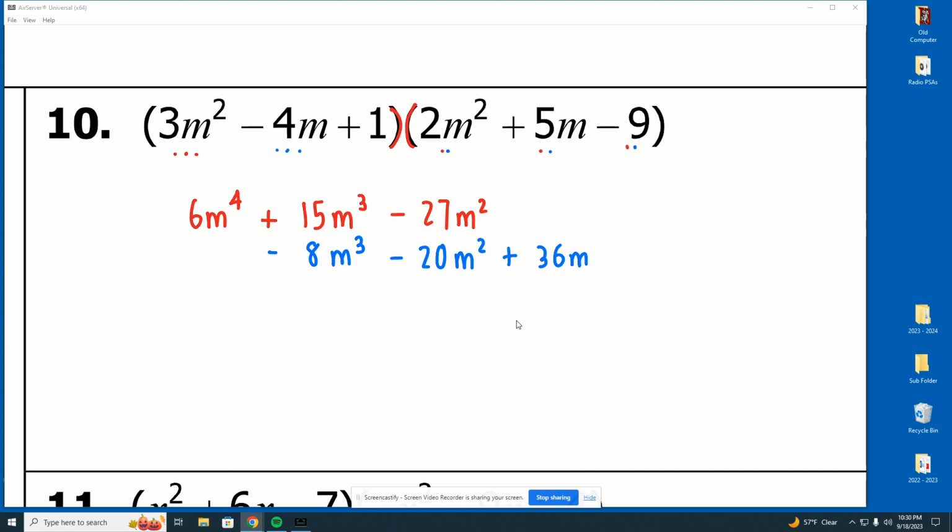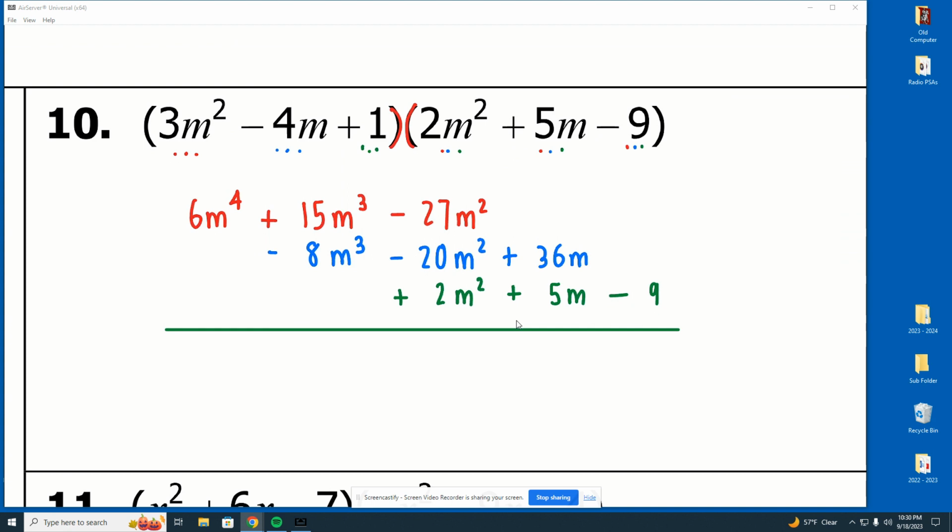And then the last multiplication is the easiest because you're just distributing 1. What's 1 times 2m squared? Well, that's 1 times 2, which is 2m squared, and it's positive. What about positive 1 times positive 5m? Well, that's positive 5m. And what's positive 1 times negative 9? Well, that's negative 9. So there we have all of our multiplication done, and now we can simply combine our like terms vertically.